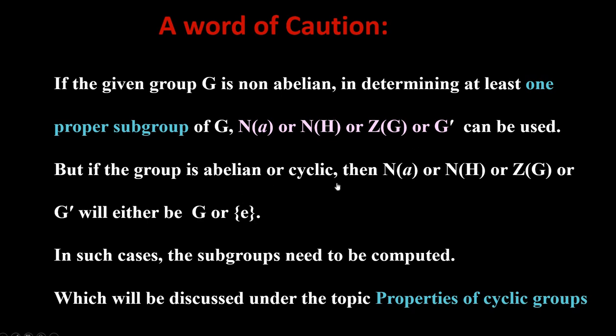But if the group is abelian or cyclic, then N of A or N of H or Z of G or G prime will be either G or the singleton E. So in such cases, the subgroups need to be computed. If we want to find proper subgroups, then there is no other way; we will have to compute them. How that could be done will be discussed in our next video, which will be titled Properties of Cyclic Groups.